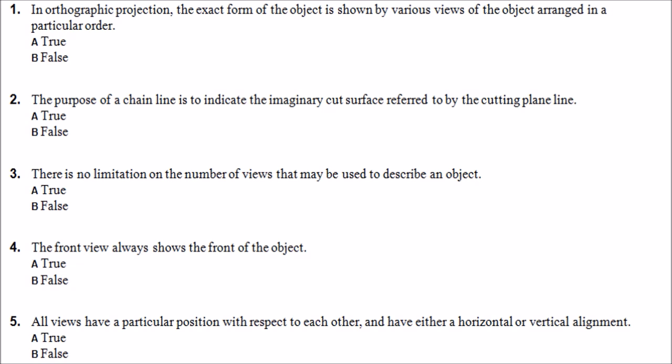Question number 3. There is no limitation on the number of views that may be used to describe an object. That answer is true. Number 4. The front view always shows the front of the object. That answer is false. The best views show the front of an object. Number 5. All views have a particular position with respect to each other and have either a horizontal or vertical alignment. That answer is true.